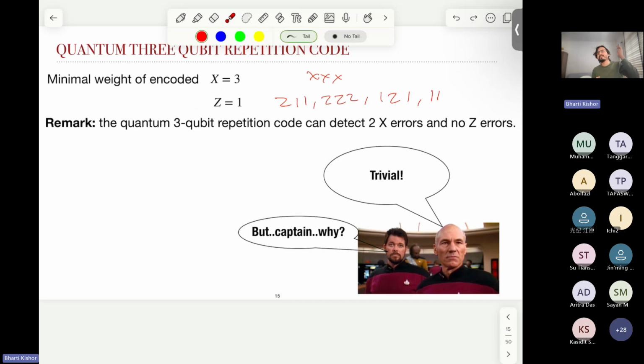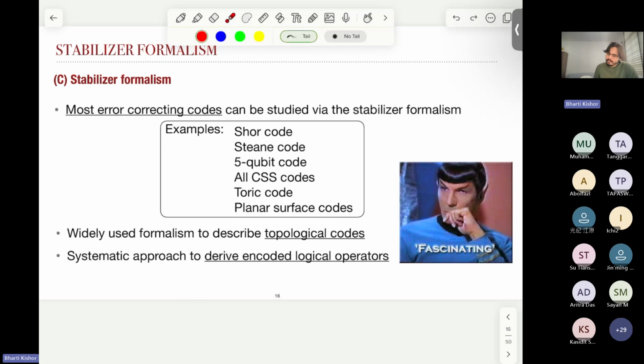Now, if the X distance is 3, that means it can detect 2 X errors. But because the Z distance is 1, it cannot detect even a single Z error. And why should this happen? This is also easy to see. It happens because the code that we constructed is very classical. It was just a simple repetition, and so it was giving us protection, as expected, against the X error, but it was not giving any protection against the Z error.